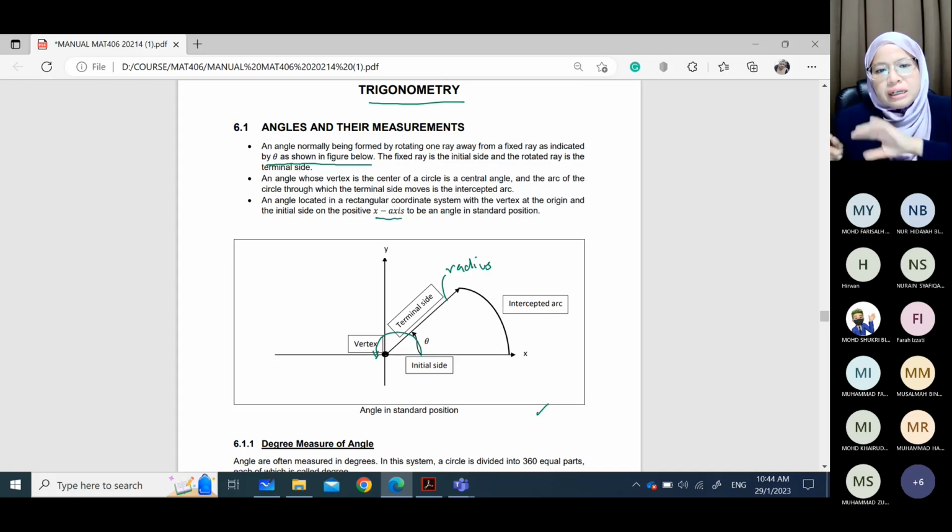Okay, so bila you gerakkan satu benda itu, kita yang bergerak tu adalah berdasarkan angle dia, sudut dia. Hujung ini kita panggil sebagai vertex. So normally vertex for circle adalah origin dia. Itu kita panggil center of a circle. Okay. So ini adalah angle in standard position.